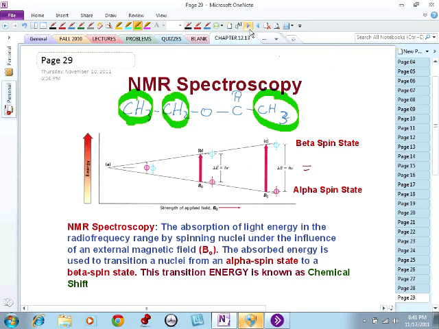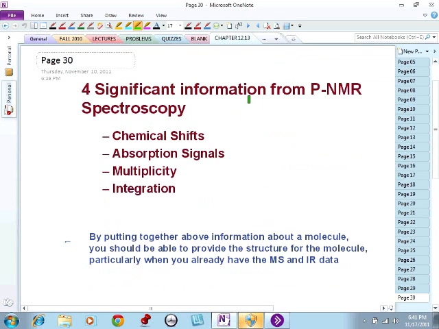Okay, so now we know about chemical shift. We know the importance of chemical shift. Now, in addition to chemical shift, in order for us to use NMR spectroscopy to determine the structure of an unknown, we need 3 additional sets of information. Those sets of information are absorption signals, multiplicity, and integration. We already know something about chemical shift. You know that is the absorption of radio frequency energy, and that each nucleus will have a different chemical shift because they are in different electronic environments. Is that correct?